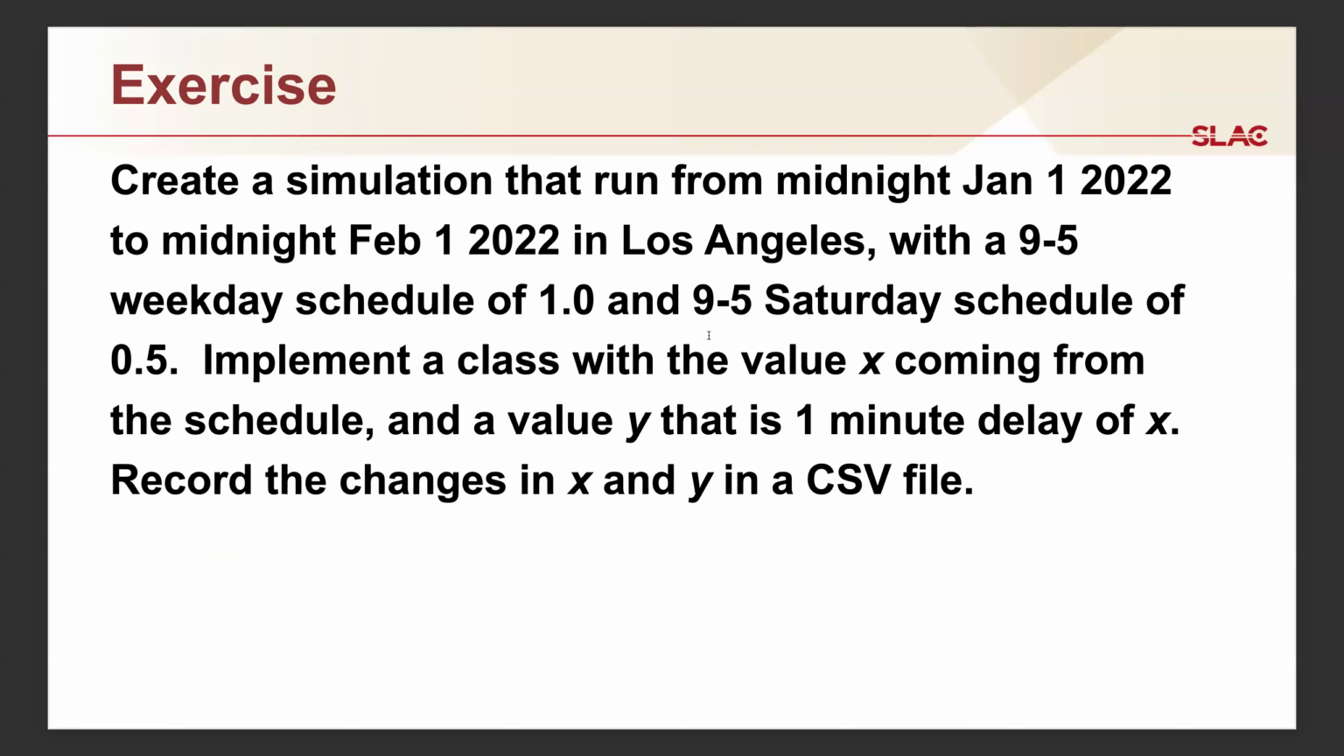This is the exercise for next week. Basically, create a simulation that runs from midnight January 1st, 2022 to February 1st in Los Angeles, with a schedule of 9 to 5 weekdays at 1, 9 to 5 Saturdays at 0.5, and just implement a class with the value X coming from that schedule and a value Y that is a 1-minute delay of the value X, and record the changes in a CSV file. So this should be a fairly straightforward exercise, and I will give you the solution to that exercise next week.